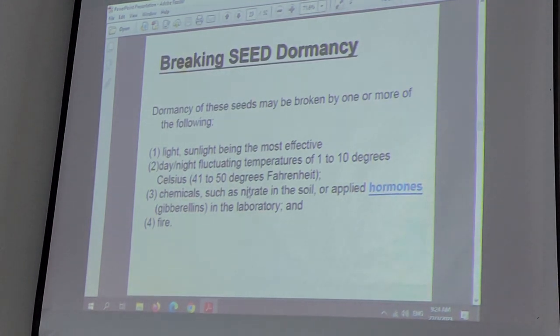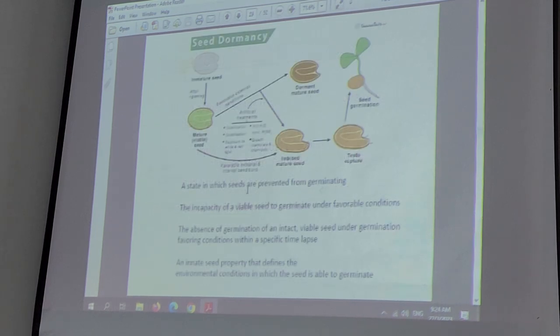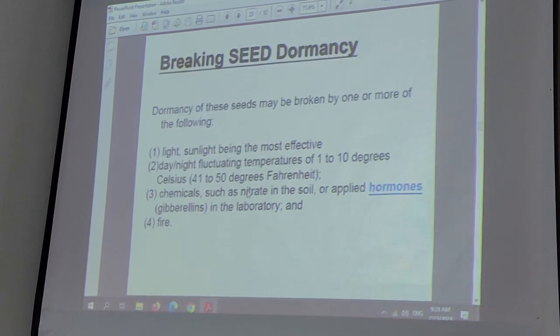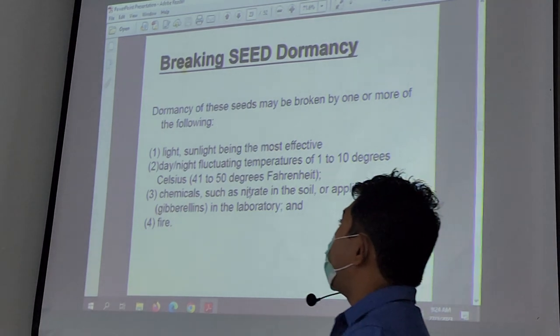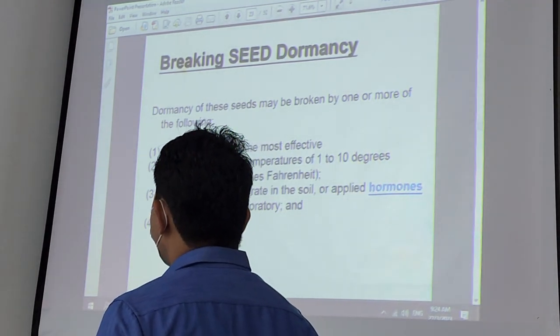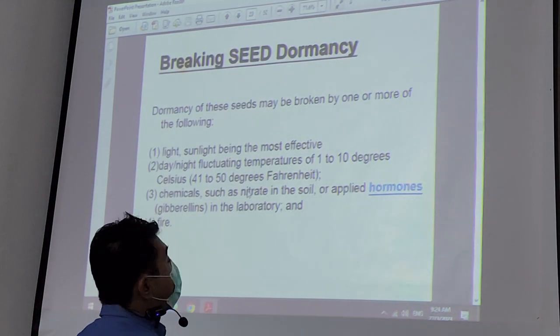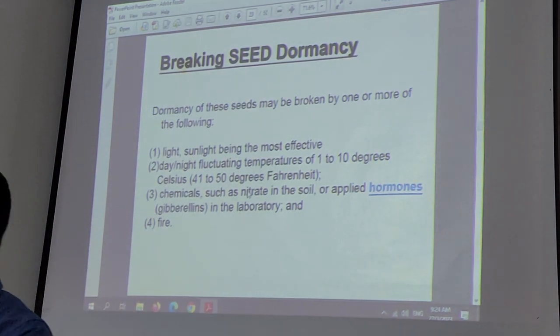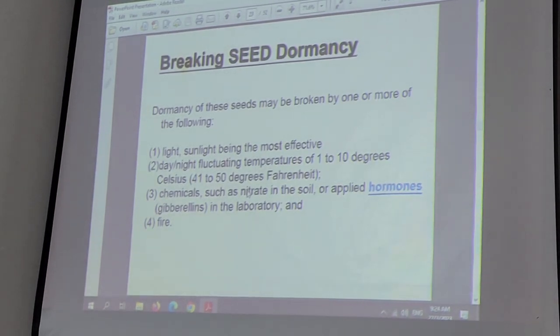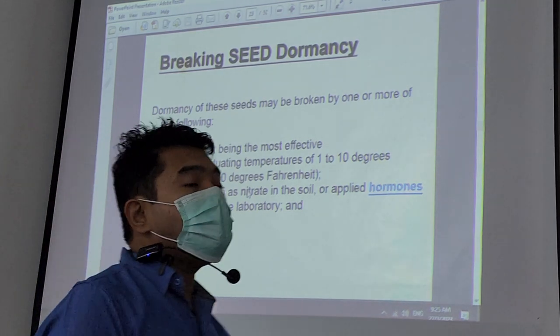Right. And let's see. Okay, I think we can stop until here, breaking seed dormancy. So let's just stop here at how to break dormancy. We do the lecture here until the concept of dormancy. So next week we'll continue about breaking dormancy and germination of the seeds. Right. Okay, I think that's all.